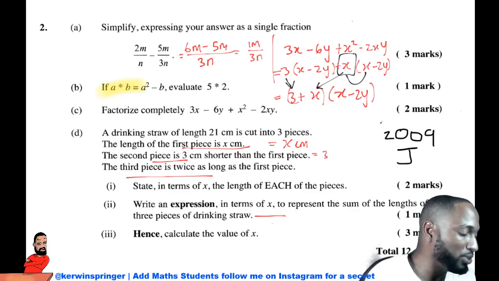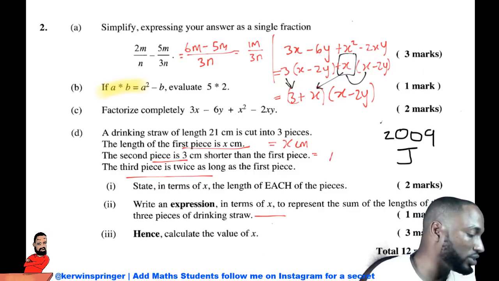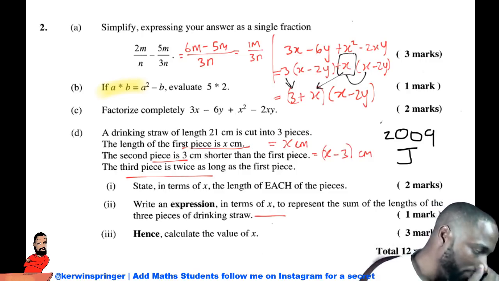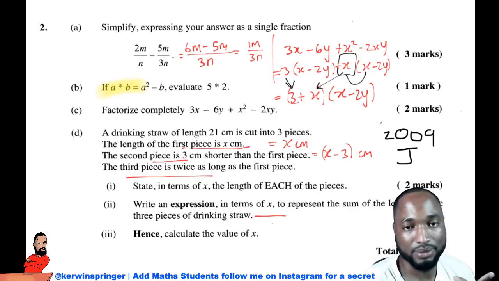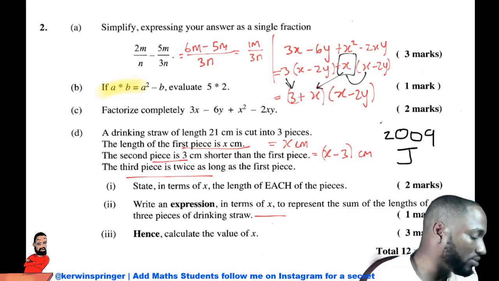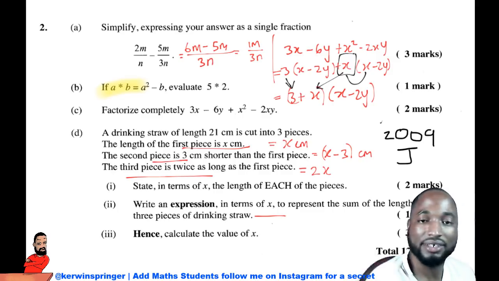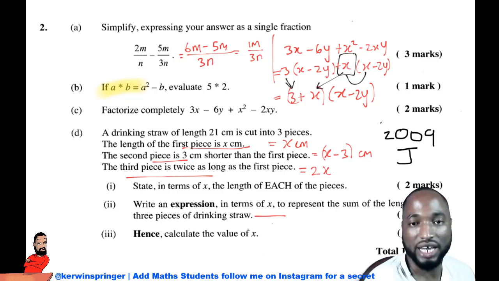So what people will do is put 3 minus x. That's a mistake. It's 3 centimeters shorter, so it's x take away 3, and you can put that in brackets and put centimeters. And the third piece is twice as long as the first piece, so it's really two times the first piece. So we have all the pieces there: x, x minus 3, and 2x.